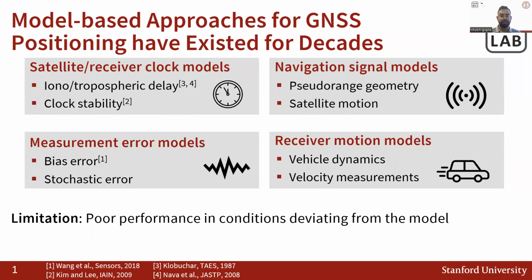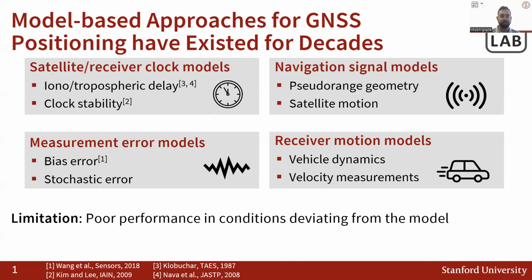GNSS positioning has conventionally relied on model-based approaches, which have existed for decades. These approaches rely on carefully studied and constructed models of various aspects of the navigation problem. For example, models of the satellite and receiver clocks that incorporate ionospheric and tropospheric delays, as well as clock stabilities, or models of the measurement error that include bias and stochastic errors, models of the navigation signal that utilize both pseudorange geometries as well as motions of the satellites, and models of the receiver motion that utilize vehicle dynamics as well as measurements from additional sensors such as velocity.